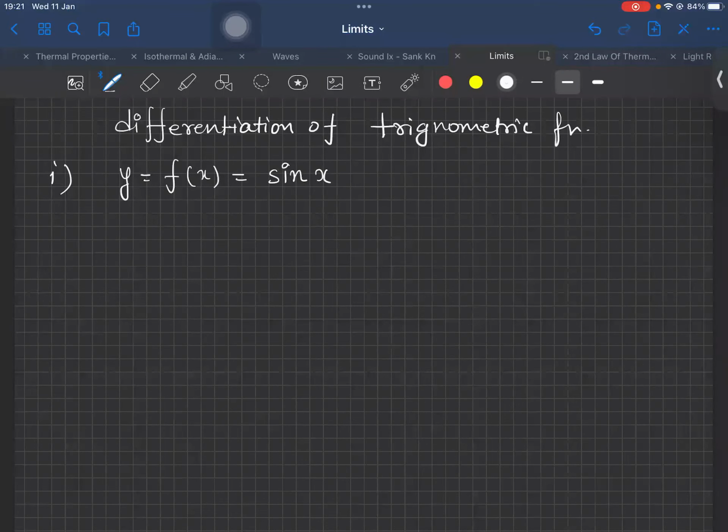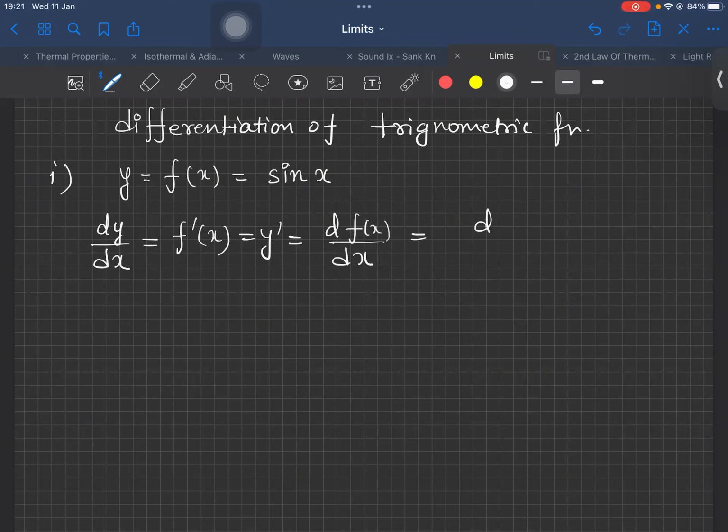Now what is the change, dy upon dx? What will this be? Or f dash of x, or you can also write y dash, or df upon dx, which is equal to d upon dx of sine x. So the derivative of sine x is equal to what? Anybody knows that? I know you guys already know this. Tell me. Is this cos x?